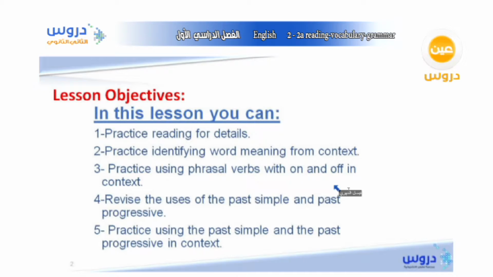In this lesson, we have almost 5 objectives. Number 1, practice reading for details. 2, practice identifying word meaning from context. Number 3, practice using phrasal verbs with on and off in the context. Revise the uses of the past simple and the past progressive. And finally, practice using the past simple and the past progressive in the context. So almost like revision. I need you to be focused and ready for answering the questions. Alright?